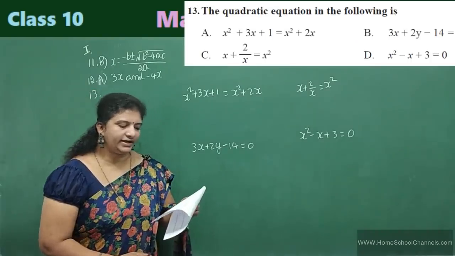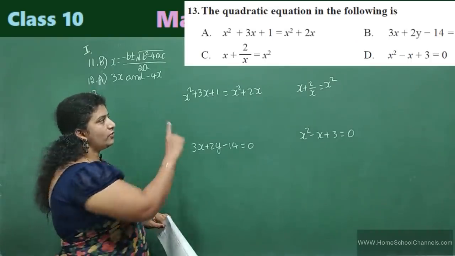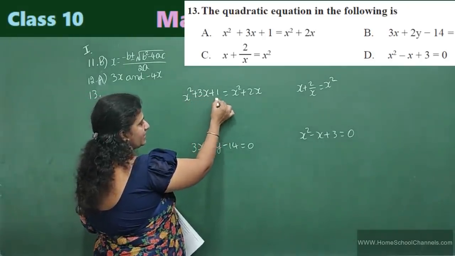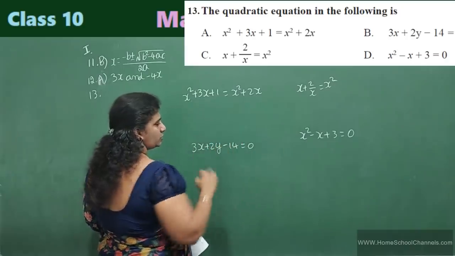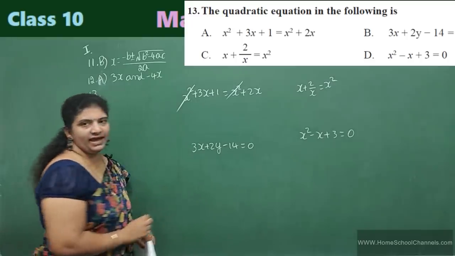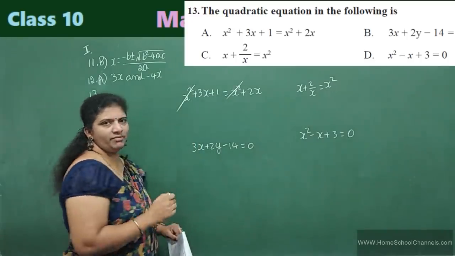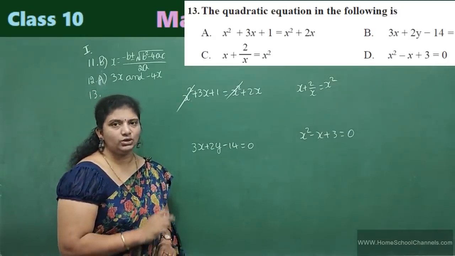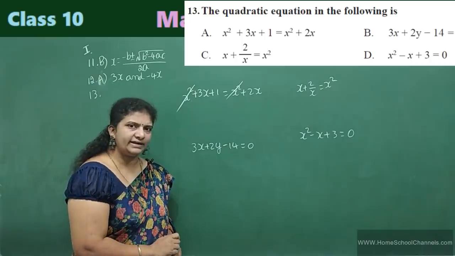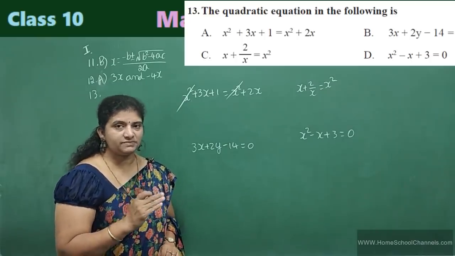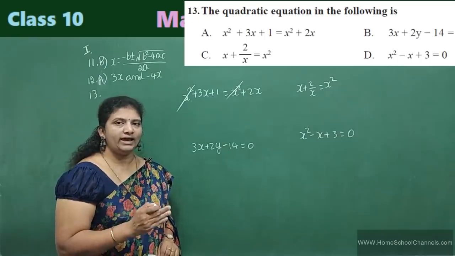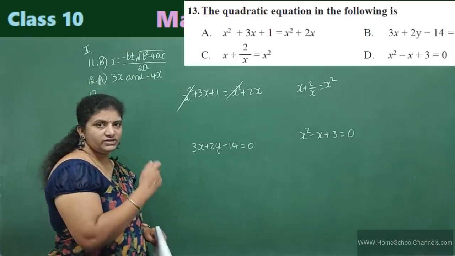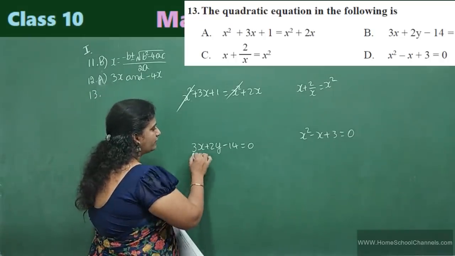13th question, the quadratic equation in the following is. You can see the four options here. First one, x square plus 3x plus 1 is equal to x square plus 2x. x square will be cancelled. If it comes this side, it will be minus x square, right? Those two will be cancelled. Is this a quadratic equation? No. What is the standard form of a quadratic equation? ax square plus bx plus c equal to 0, where a cannot be equal to 0, but here the a value is 0. So let's go to the next option. Option B, 3x 2y.